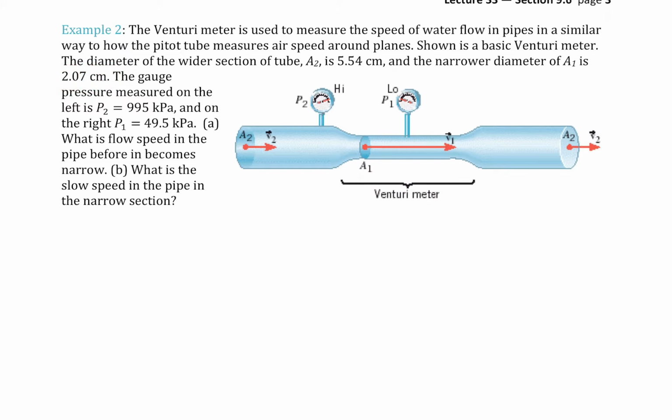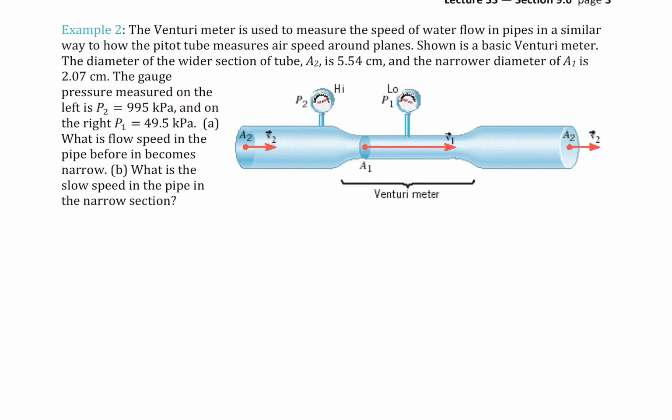The gauge pressure measured on the left at P2 is 995 kilopascals, so 995,000 pascals. Almost 9 atmospheric pressures. That's the high pressure there. And on the right, P1, we have 49.5 kilopascals. So significantly less. If P1 is 49.5, that means we're dealing with about half an atmosphere. So we're going from almost 10 atmospheres to half an atmosphere. Big pressure difference between the two.